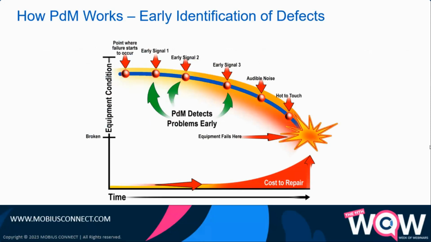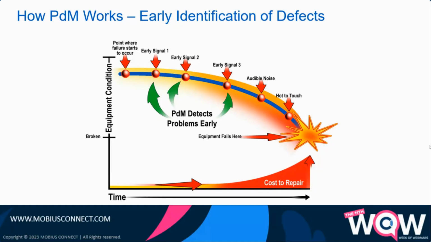So how does condition monitoring work? This is a diagram that's been out in industry for many years. It's called the PDF curve, and I bet many people on this call have seen this before. On the y-axis, you have equipment condition. On the x-axis, you have a continuum of time. What this diagram represents is the life cycle of a failure that's occurring in a piece of equipment or a component in a plant.